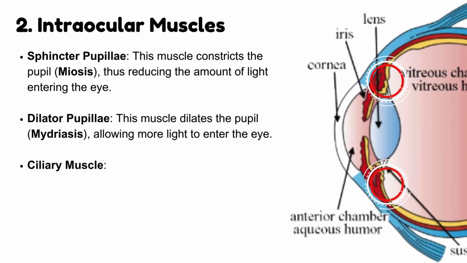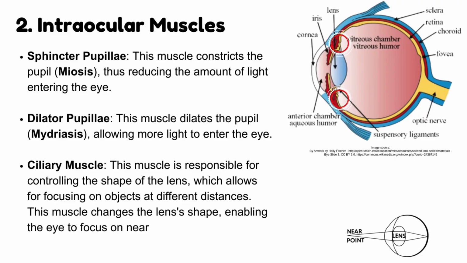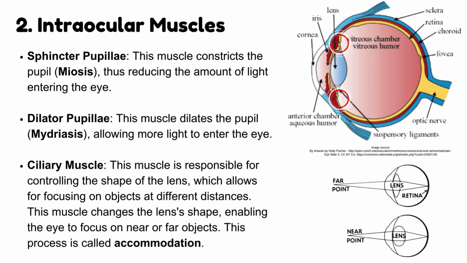Ciliary Muscle. This muscle is responsible for controlling the shape of the lens, which allows for focusing on objects at different distances. This muscle changes the lens's shape, enabling the eye to focus on near or far objects. This process is called accommodation.